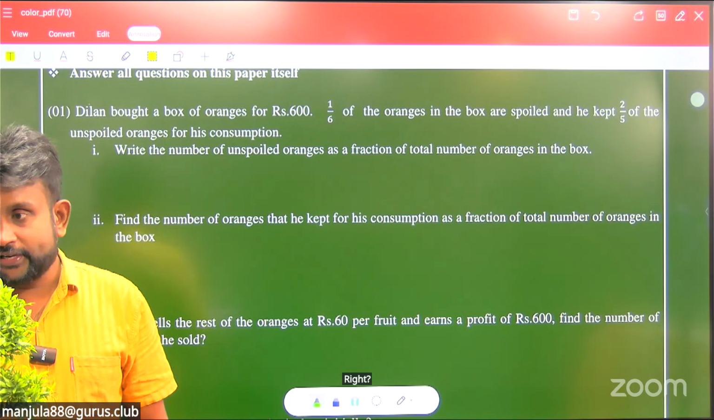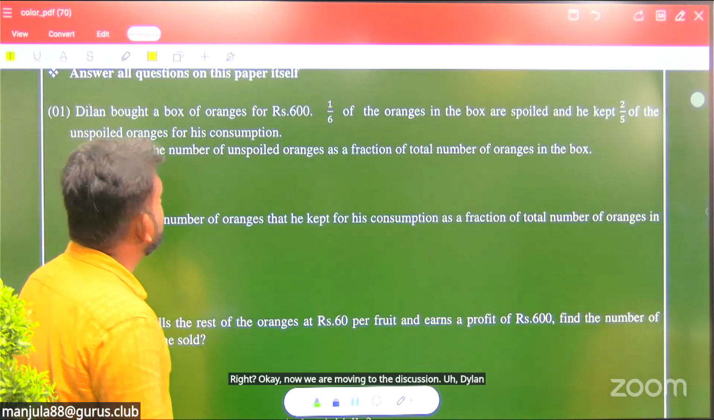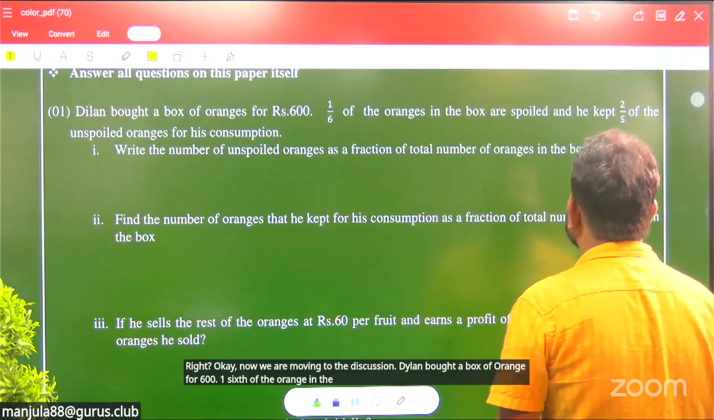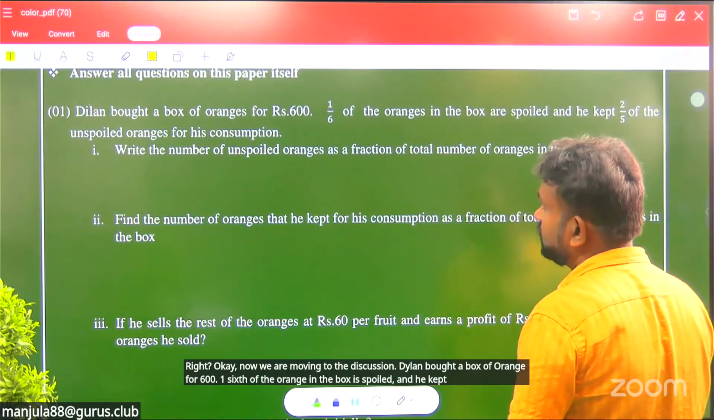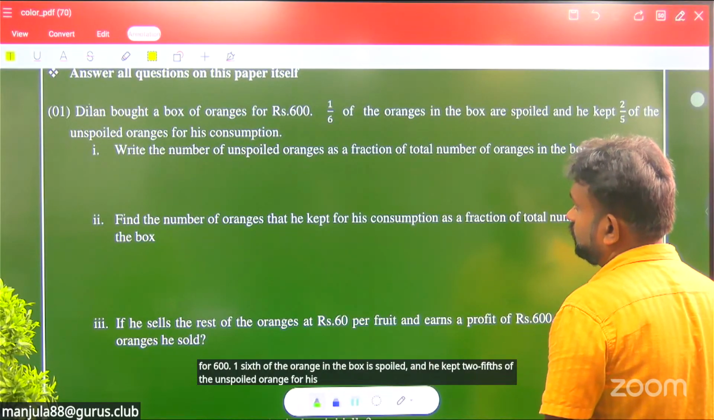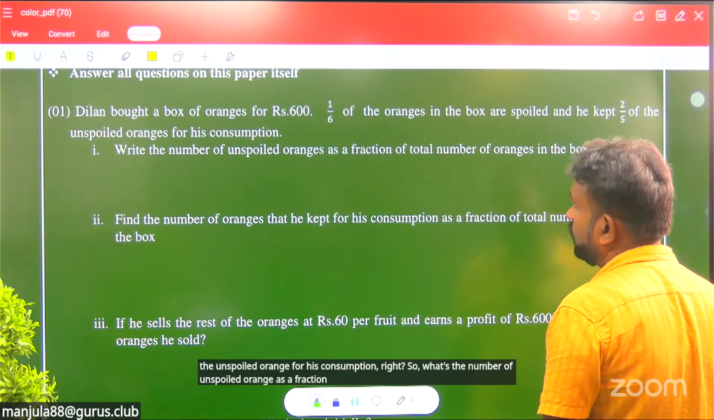Okay, now we are moving to the discussion. Dylan bought a box of oranges for 600. 1/6 of the oranges in the box are spoiled, and he kept 2/5 of the unspoiled oranges for his consumption. So, what's the number of unspoiled oranges as a fraction of the total number of oranges in the box?